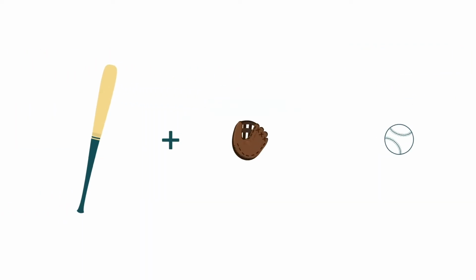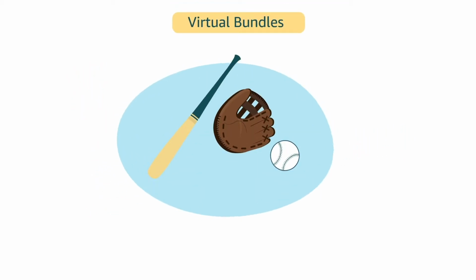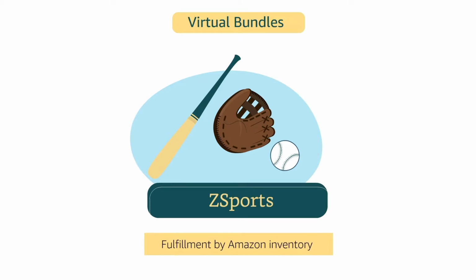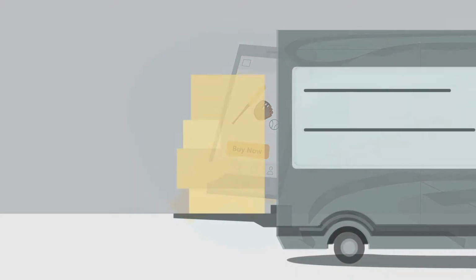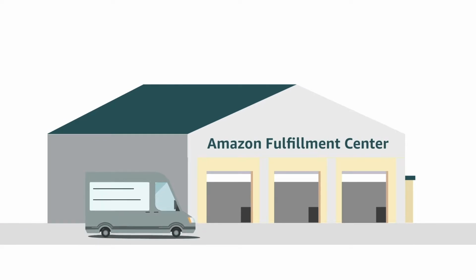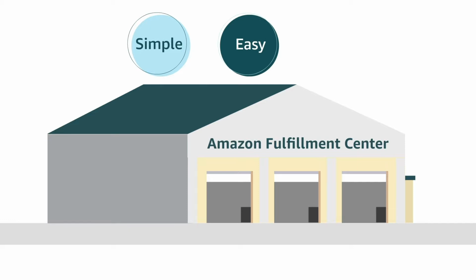Amazon has developed an amazing tool called Virtual Bundles, which allows brands to create bundles using your Fulfillment by Amazon inventory. You don't have to package your bundle together. Instead, when a customer buys a virtual bundle, Amazon ships them all the items included in the bundle using your existing FBA inventory. It's simple, easy, and there is no additional cost to you.